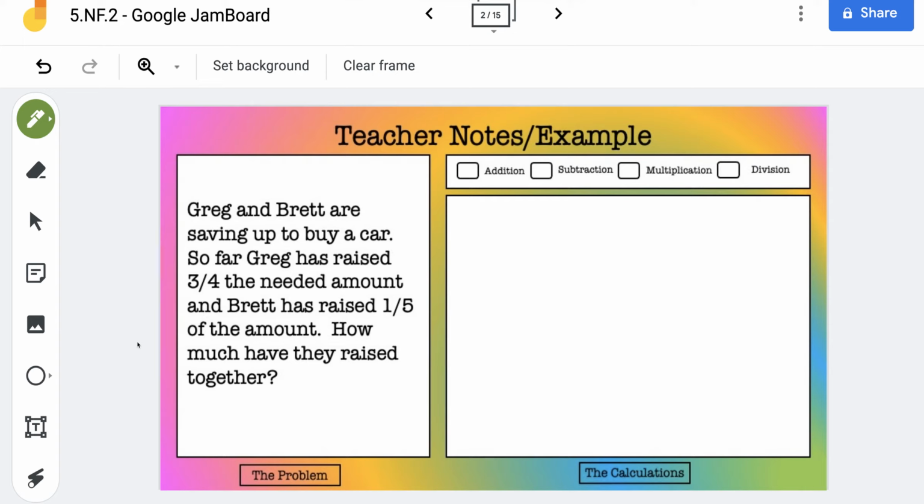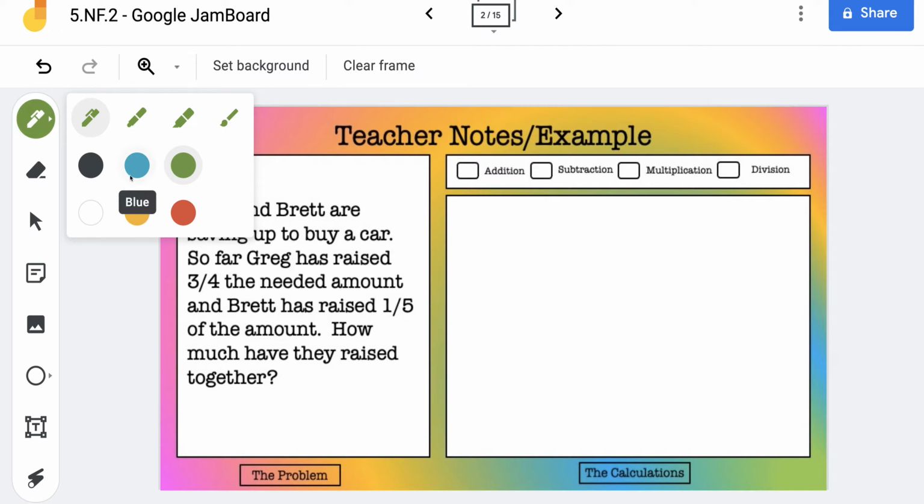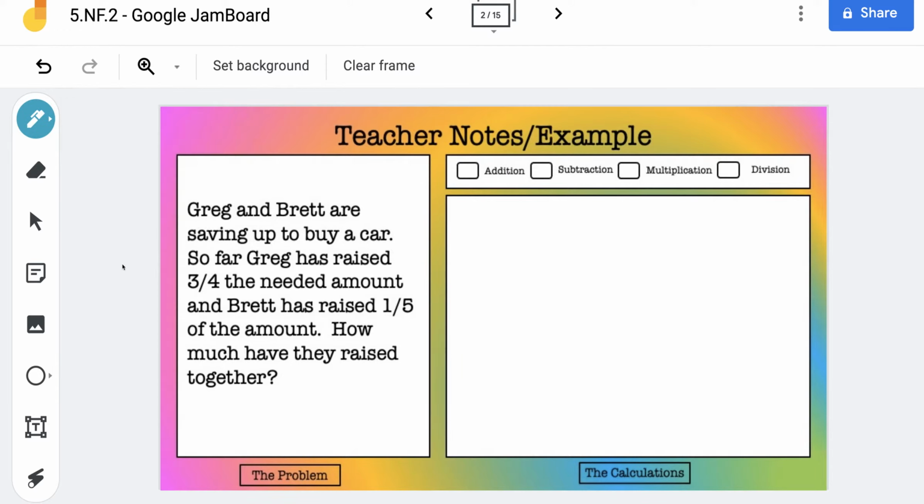Hey everybody! In this interactive video lesson, we're going to solve two word problems involving fractions. So first of all, come over here and grab a pen. And you can pick the color, okay? And let's do these together, all right?